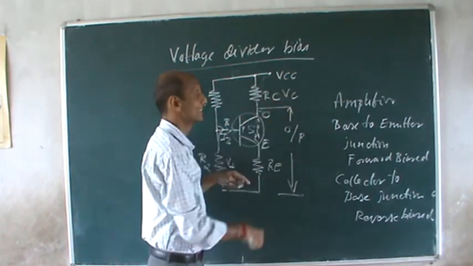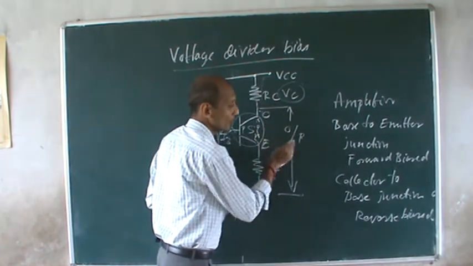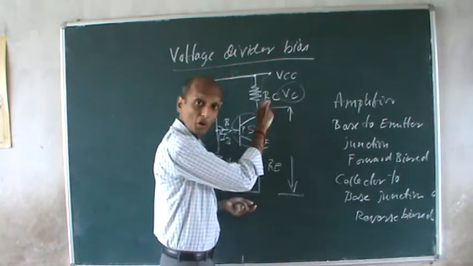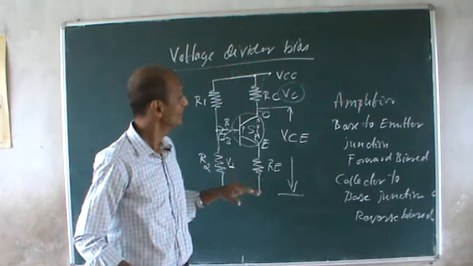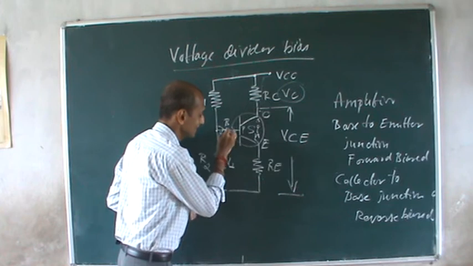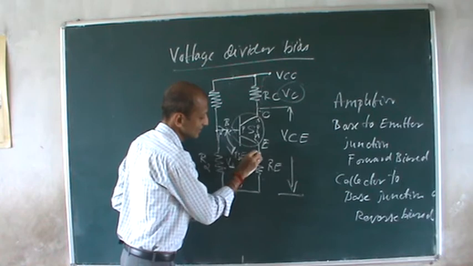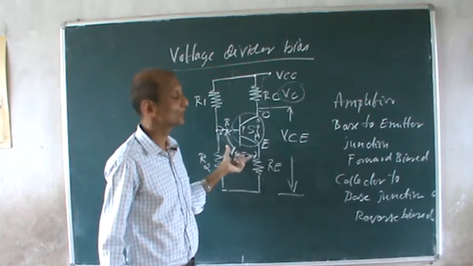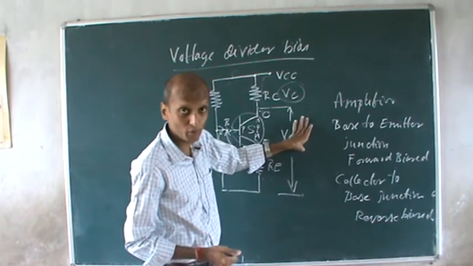Collector to emitter junction, this is your output bias voltage. So VCC I can say as: some of the voltage will be dropped across RC and the remaining voltage will be dropped across your collector to emitter junction, and this output bias voltage is VCE. Fine. This is your input bias voltage, and I can call this bias voltage VBE. This is your input terminal base to emitter bias voltage, and this is your collector to emitter bias voltage. This is your output bias voltage.